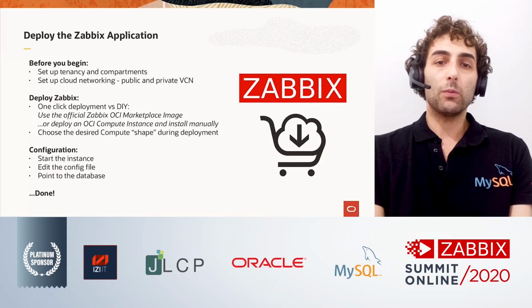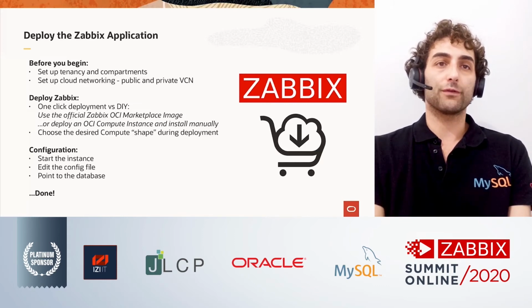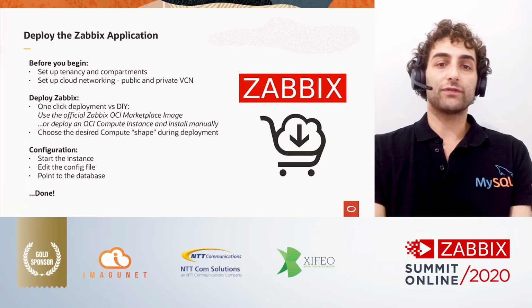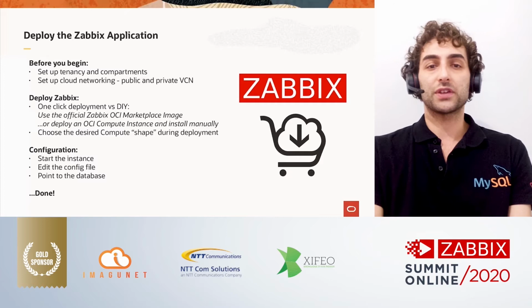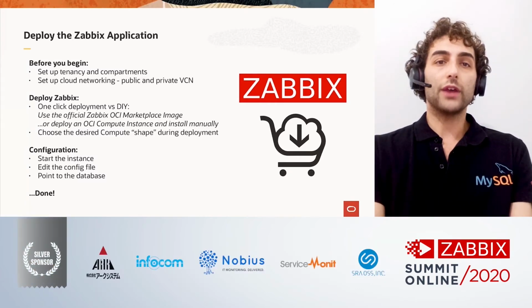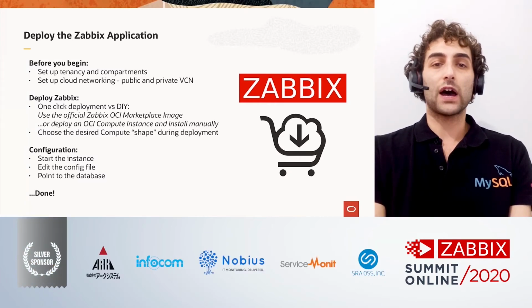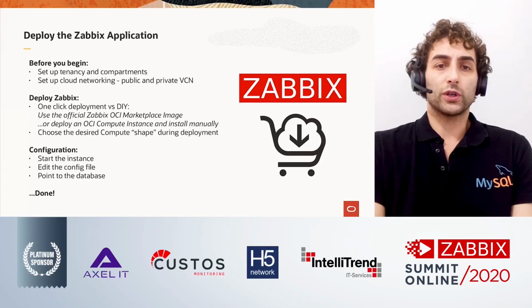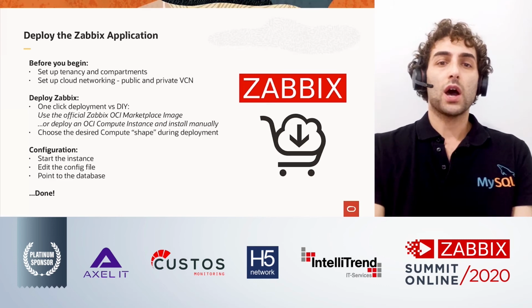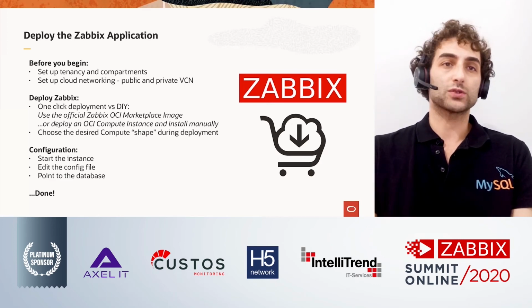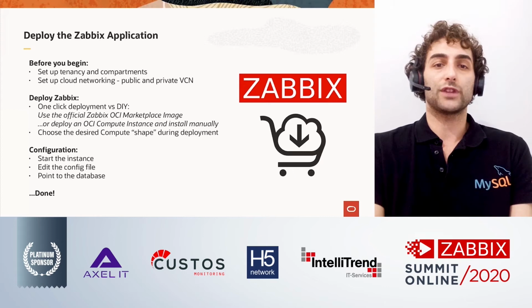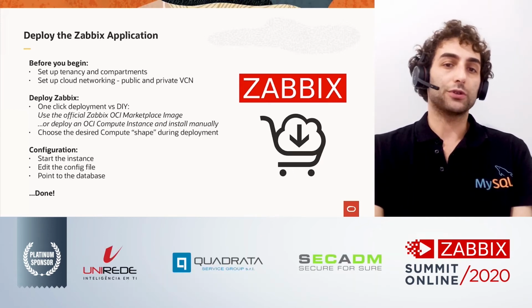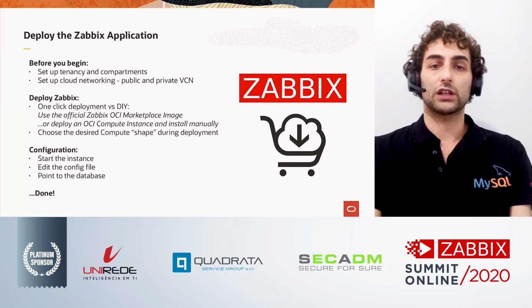So you need to do also a bit of configuration. You need to start the VM which you have deployed, and you either install Zabbix, or you find it installed. And you need to edit the config file with the usual parameters as in an on-prem installation, and then you need to point it to the database with IP address, username, and password. And for this, you will need a bit of networking to open several ports on the cloud network. It's all doable by graphical interface.